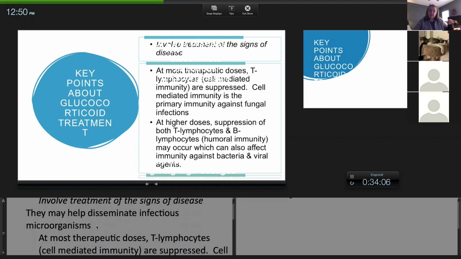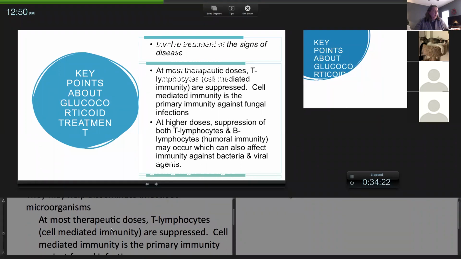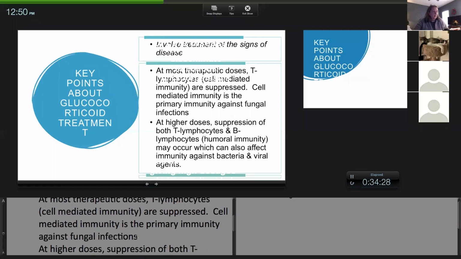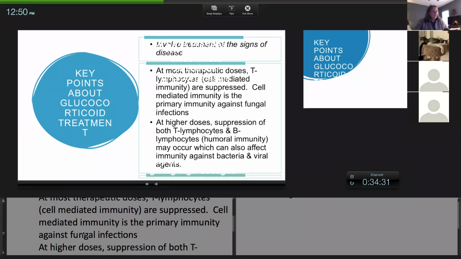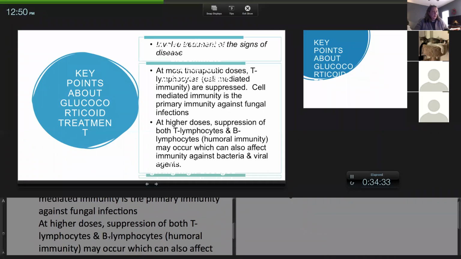Well, the immune system is helping in the body. If you have a brewing infection, and then all of a sudden I minimize the immune system, that infection's like, woohoo, I'm going to take hold. So, with therapeutic doses, your immunity is suppressed, number one. And that's the primary immunity against fungal infections. Let me give you a perfect example.